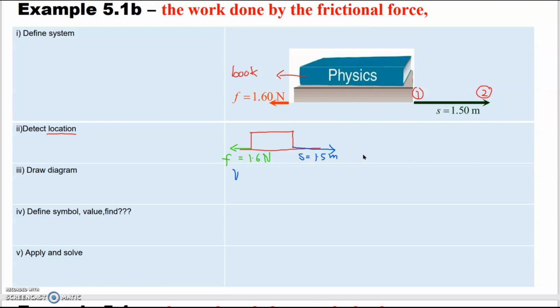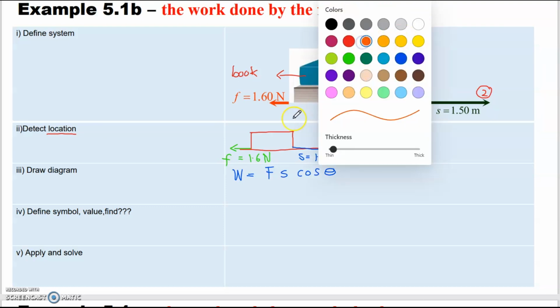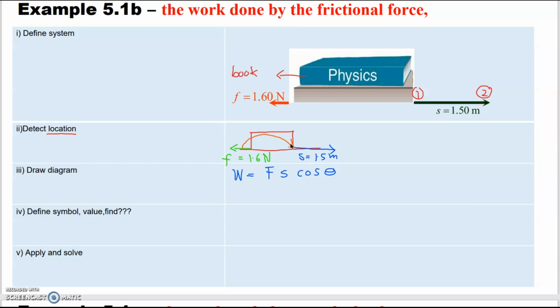So therefore, we have the formula W is F S cos theta. When we draw the diagram, we can clearly see that theta becomes 180 degrees from F to S. So we just substitute all the information inside the formula: 1.6 Newton times 1.5 meter cos 180 degree. What is the value?